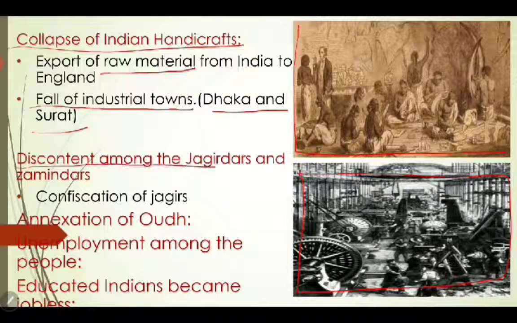Next one, discontent among the Jagirdars and Zamindars. Jagirdar is nothing but the feudal system where the king will give a piece of land to the soldier for helping him to win the wars and all. All such Jagirs were confiscated by the Britishers. Because of this, the landlords felt angry and enraged at the Britishers, and they also joined the revolt of 1857.